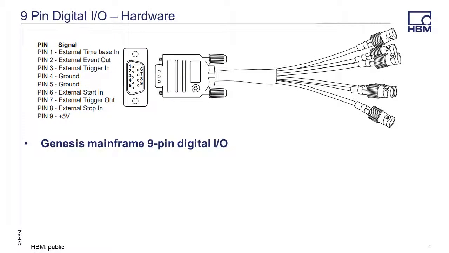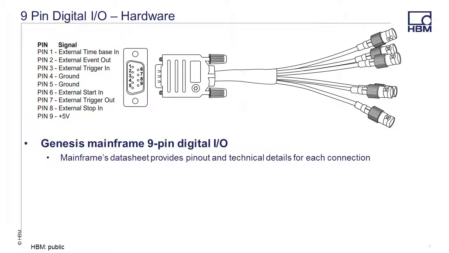Here are the pinout connections for the digital I/O 9-pin connector. Now technical details for each connection can be found on the mainframe's datasheet. Each mainframe includes a 9-pin DB to BNC breakout cable for a quick and easy connection. You'll notice that each wired connection is labeled with the signal connection near each BNC connector.